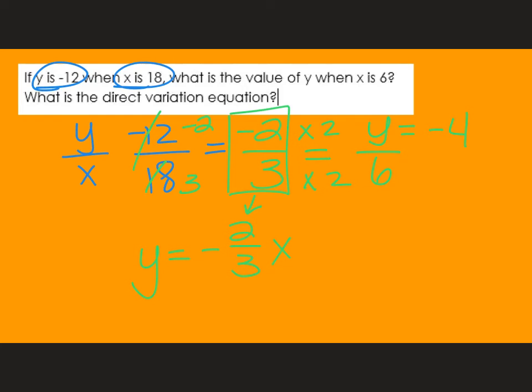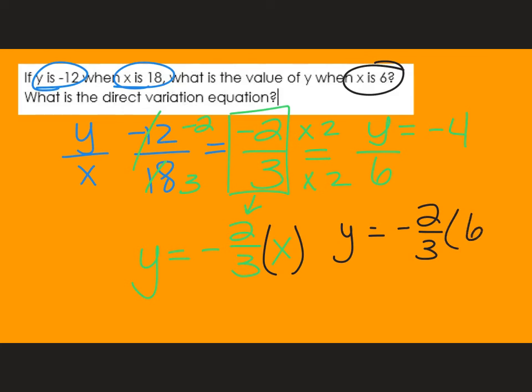So here we can use substitution and substitute for x. So x, we're using 6. So y equals -2/3 times 6. I know it's going to be negative, so y equals negative. And let's see, 2 times 6 is 12. Divide by 3 is 4. So there you go. Y equals -4.